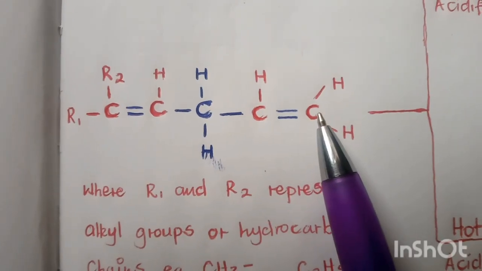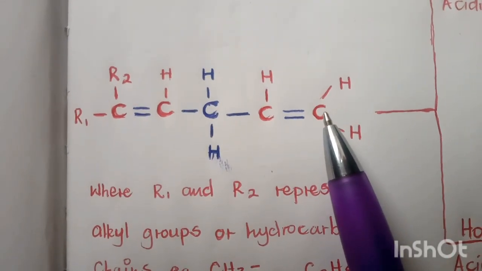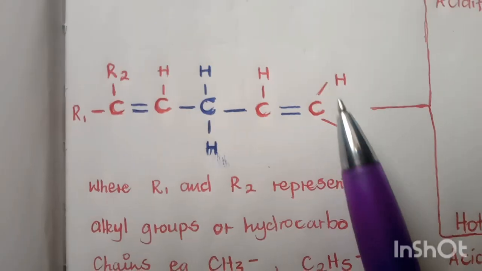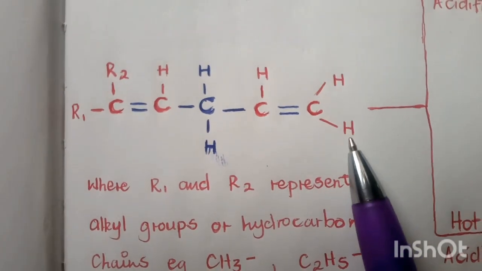And our first carbon atom that is involved in the double bond is attached to two other hydrogen atoms, like that.